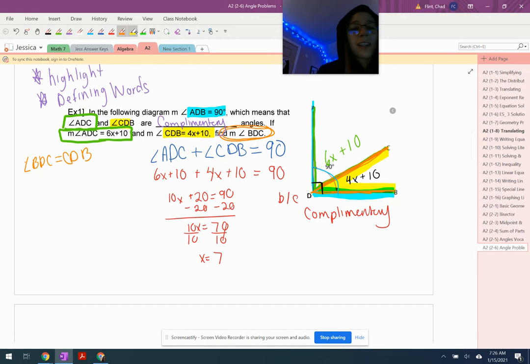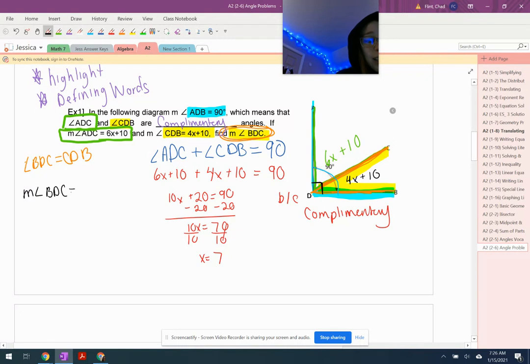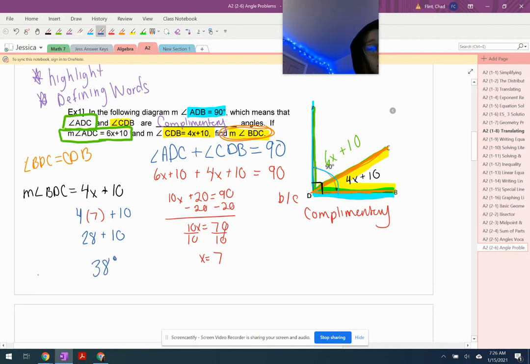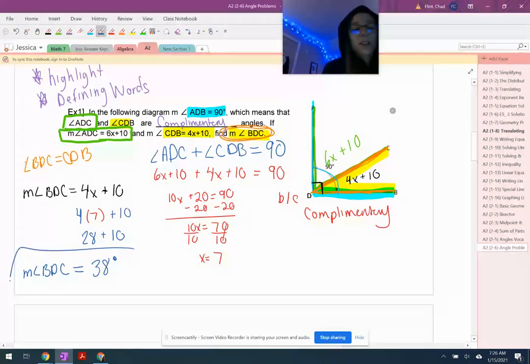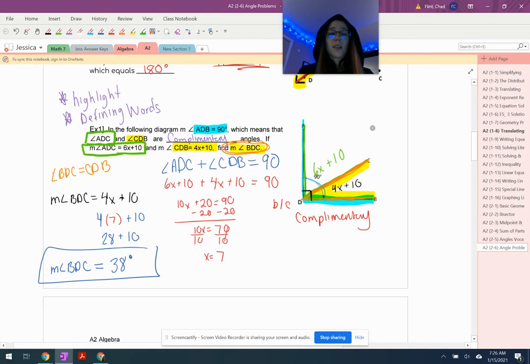So I can use that yellow highlight, that yellow expression. So the measure of angle BDC is going to be equal to whatever 4x plus 10 is. Well, we know that we found x to be 7, so I'm going to use that. So we have 4 times 7 plus 10. 4 times 7 is 28. Plus 10 is going to be 38 degrees. So the measure of angle BDC is equal to 38 degrees. And there is our example 1.